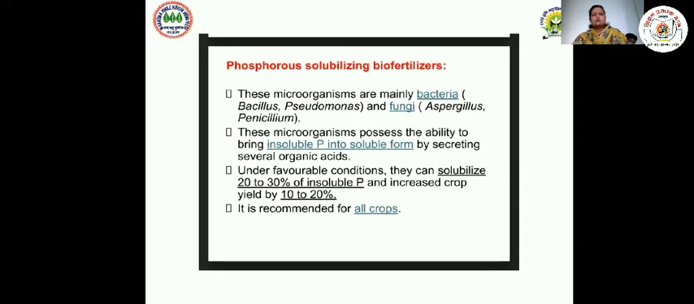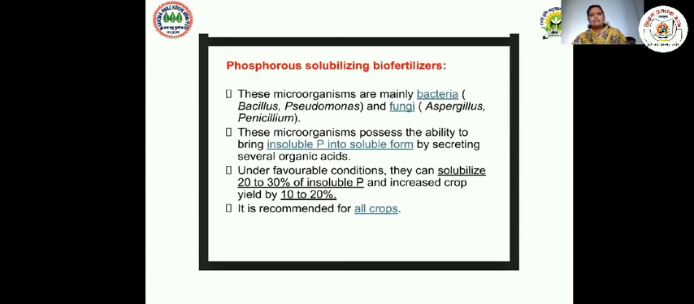Next is the phosphorus solubilizing biofertilizer. These microorganisms are mainly bacteria, for example Bacillus and Pseudomonas, and fungi, for example Aspergillus and Penicillium. These microorganisms possess the ability to bring insoluble P into soluble form by secreting several organic acids.